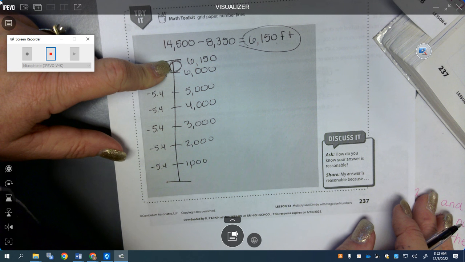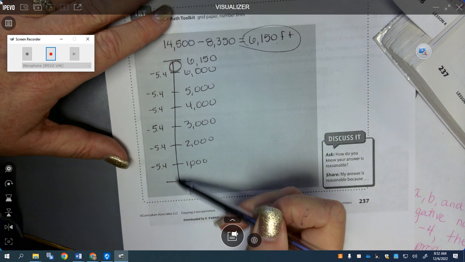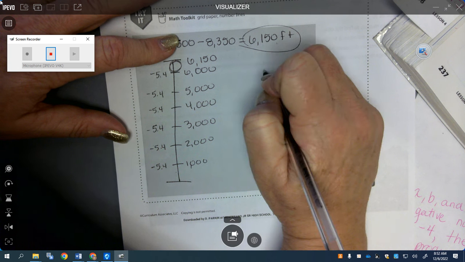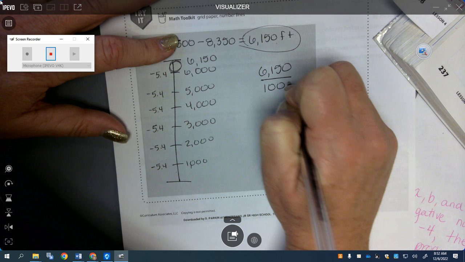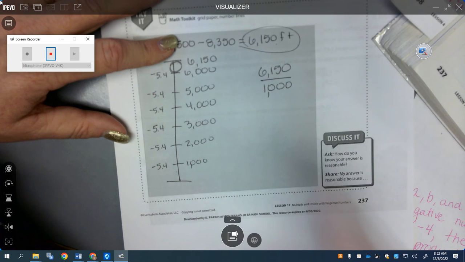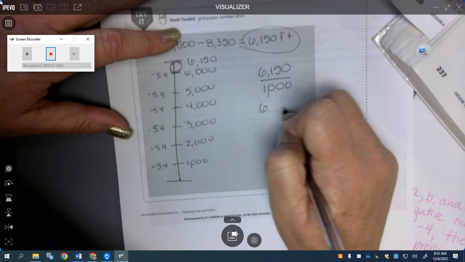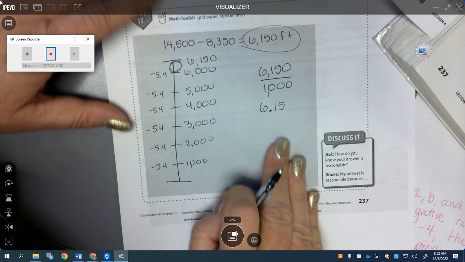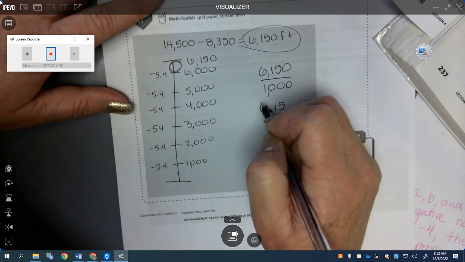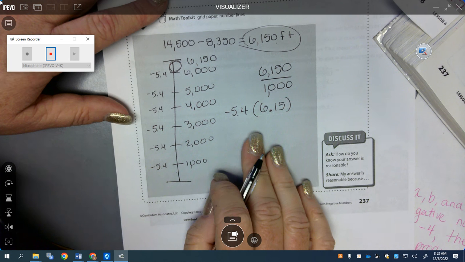What's another way that you could do this? We could find out how many times it goes into it. So we take 6,150 and divide it by 1,000, which tells you how many changes are going to occur. This comes out to be 6.15. Are you with me on this? Then all we're going to do is multiply it by a negative 5.4 degrees.